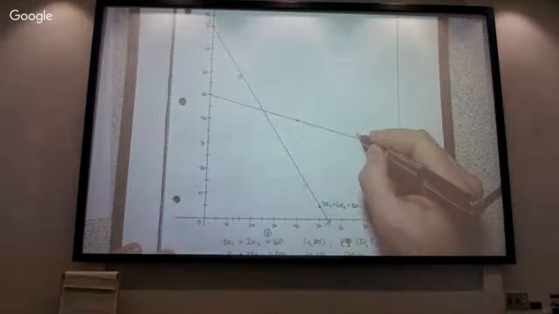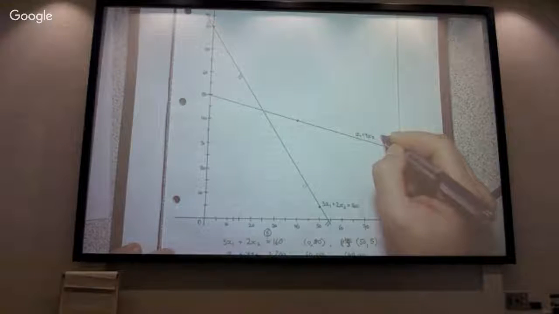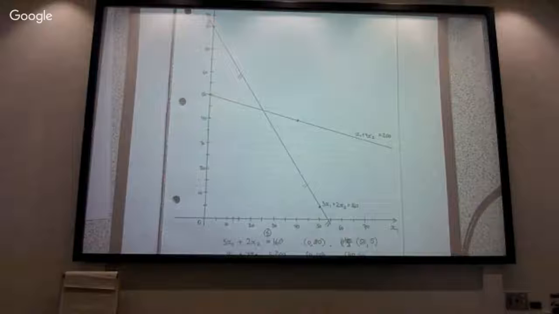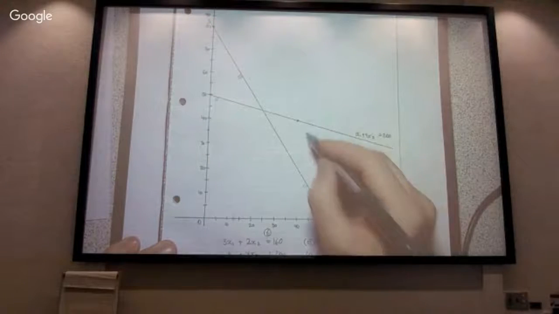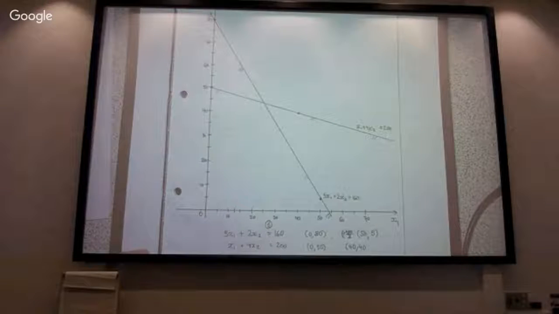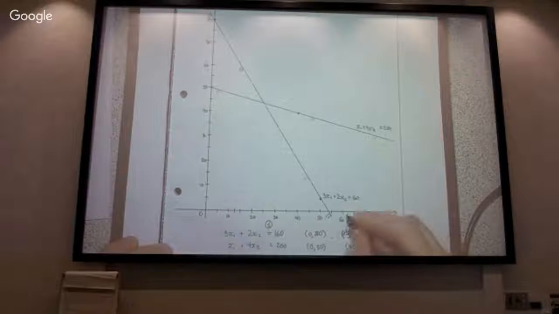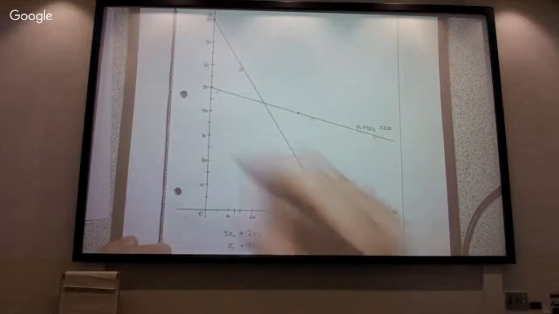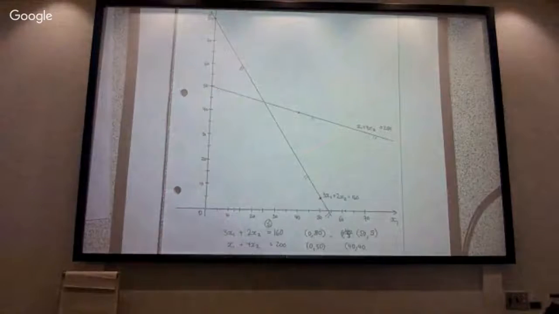So x1 plus 4x2 equals 200 is a straight line, and I want less than or equal to, so that's going to be all the points on this side of the straight line. And the next constraint was 1/2 x1 plus 1/2 x2 is less than or equal to 31. So that is 62, 0, and 0, 62. So points thereabouts, and there. And I draw the straight line.